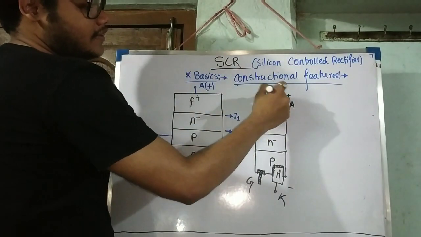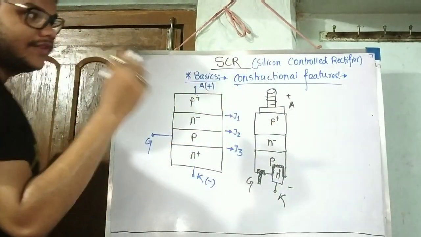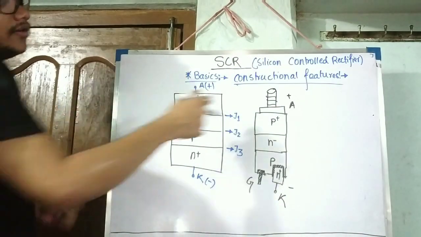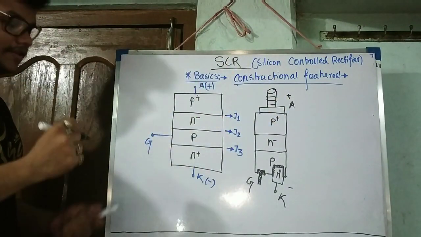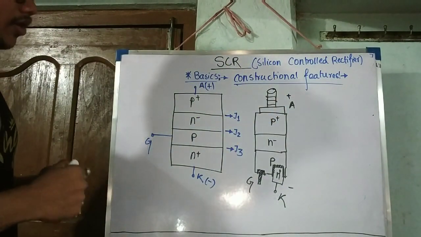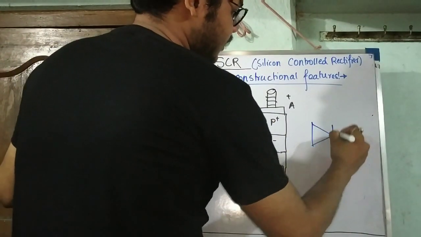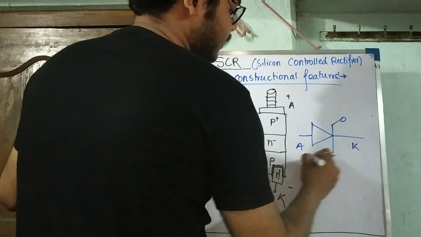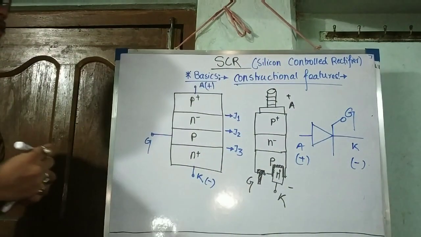And see, there is some threading done here. That means there is some mechanical threading. This is used to fit the SCR into a particular circuit. You just connect it into a particular circuit with the use of this threading. And the symbol of a thyristor is this. It is similar to a diode, but there is an additional gate terminal over here. See, this is the gate terminal.